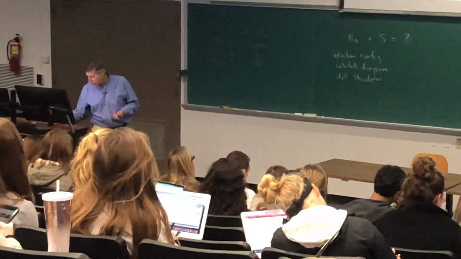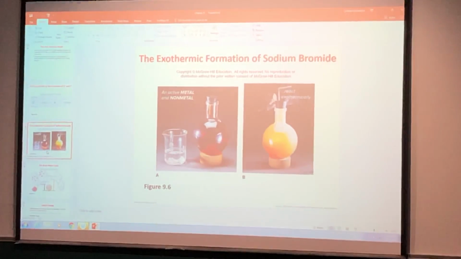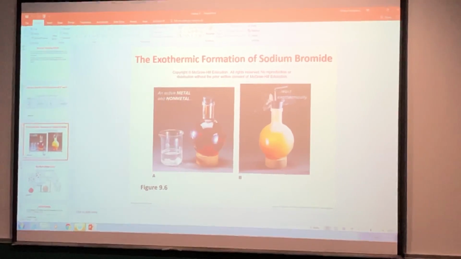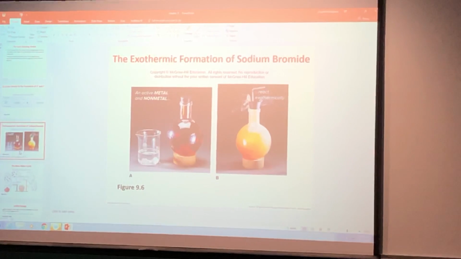So again, there's a variety of ways of looking at these. That's the same sort of scheme with lithium and chlorine. Those reactions, again, tend to be rather vigorous. We probably wouldn't do this without a lot of safety precautions.